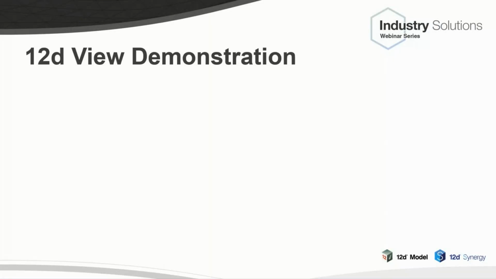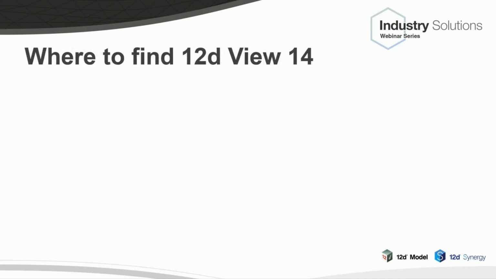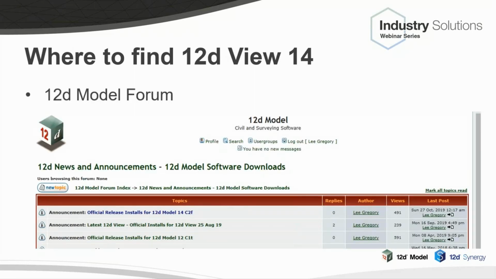We've just gone through the demonstration. The big question though is, where do you find 12D View 14? Well, there are two places at the moment. If you are registered on our 12D model forum, you'll see an area there called Forums, News and Announcements, 12D model software. This is where you can download most of the software. Up there are things like the official release; the latest version of 12D model 14 is C2F. That's up there for you to get.